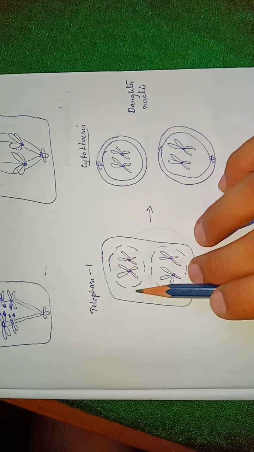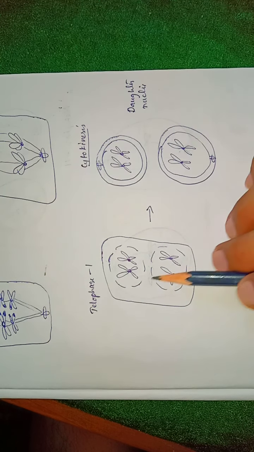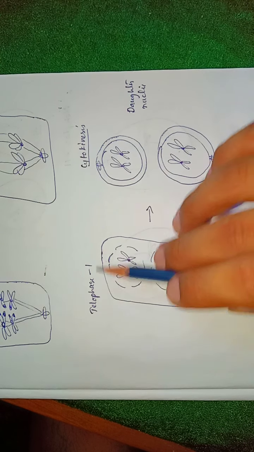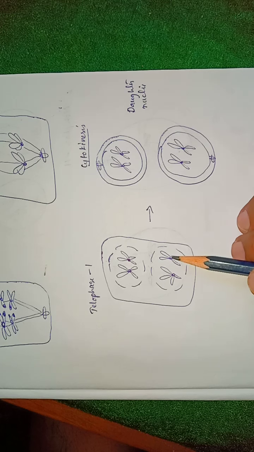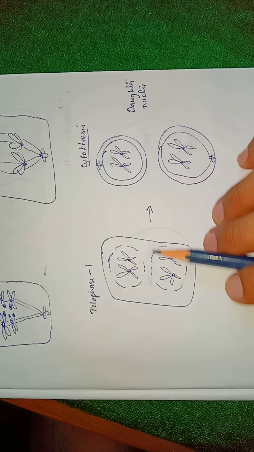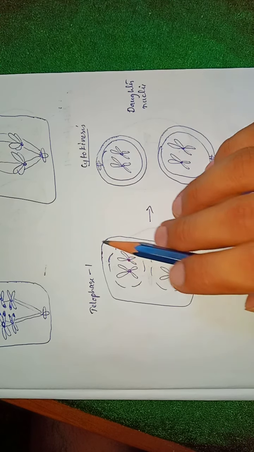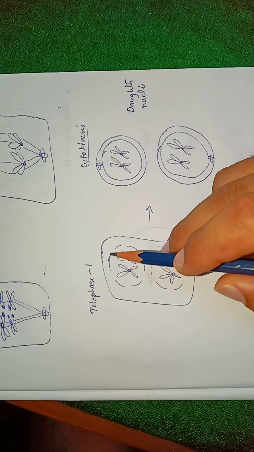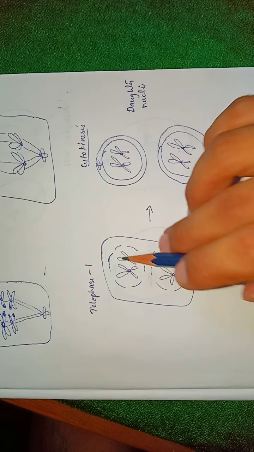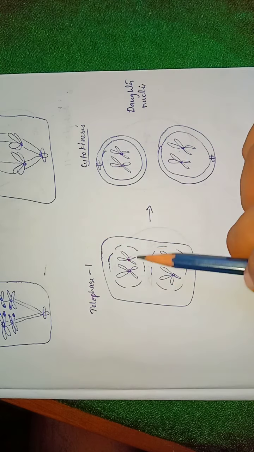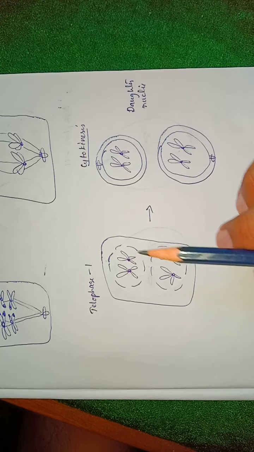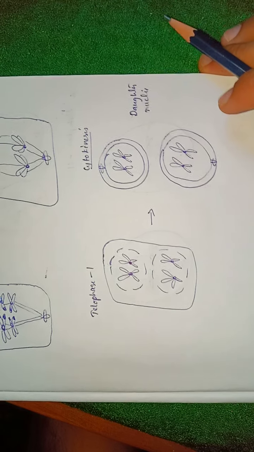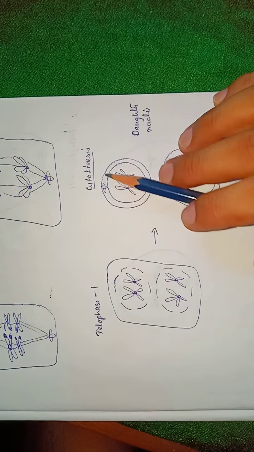and there is a reappearance of the nuclear membrane. And from one cell, the two daughter nuclei begin to be visible inside one cell only. So in this telophase stage, a single cell contains two daughter nuclei, and both the nuclei contain the same number of chromosomes. Telophase is followed by cytokinesis.